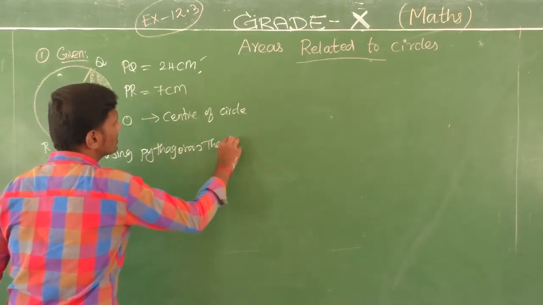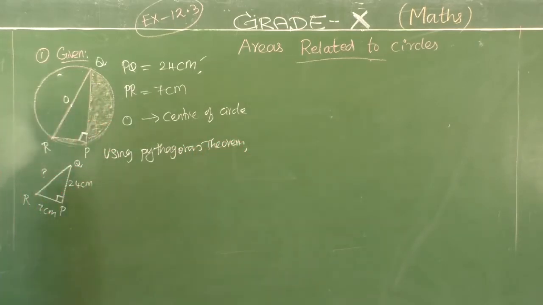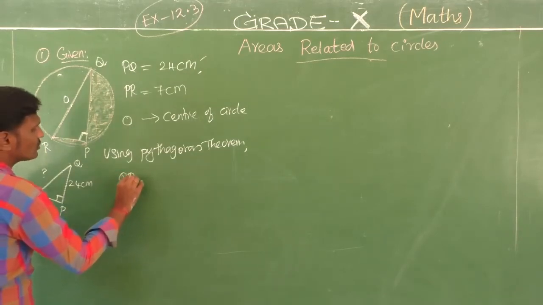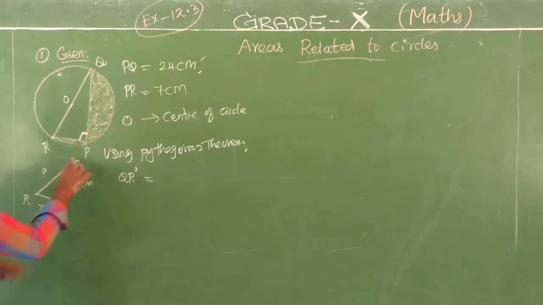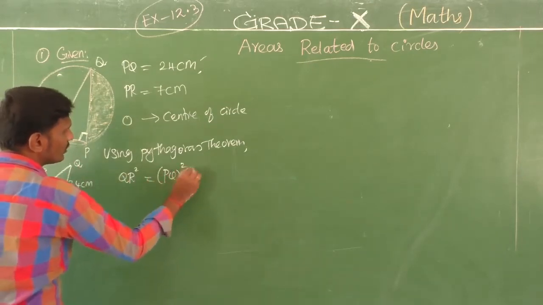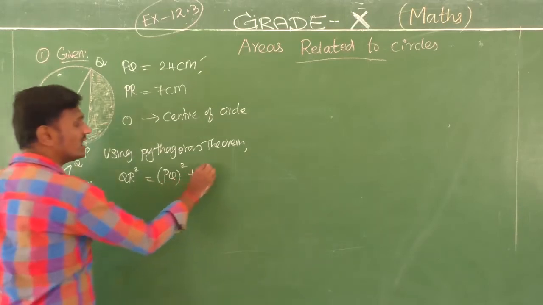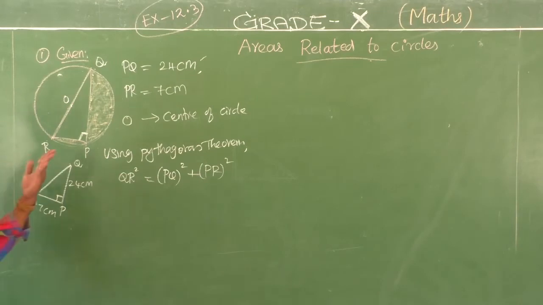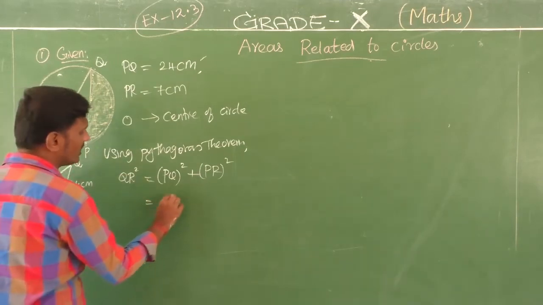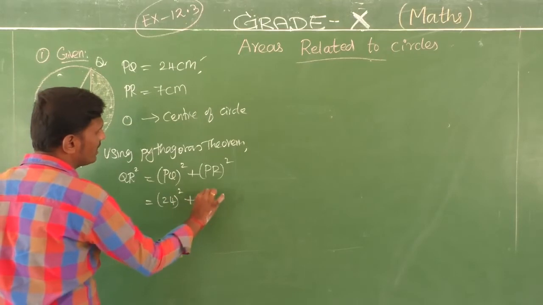So using the Pythagoras theorem here, what is the longest side, which is the hypotenuse? QR is the hypotenuse, students. So for that, QR square is equal to the longest side whole square, which is equal to the sum of the squares of the other two sides. So PQ the whole square plus PR the whole square. Use the values of PQ and PR. So PQ square becomes what, students? 24 the whole square plus 7 square.